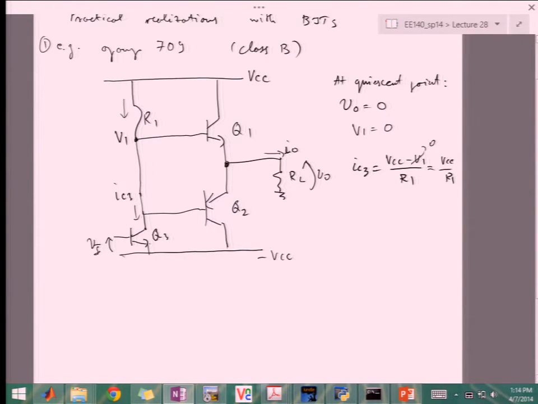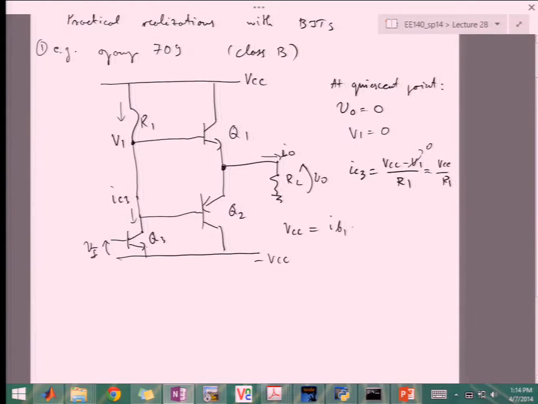If we look at during operation, we can write a KVL from VCC all the way to the output. So maybe let me just write it from here. So VCC equals I base 1 times R1 plus VBE1 plus V out. Plus, this is one extreme. VO plus is kind of the max voltage you'll be able to get.